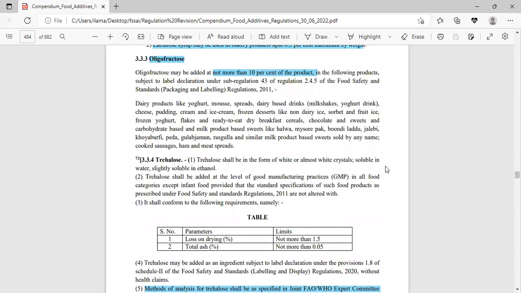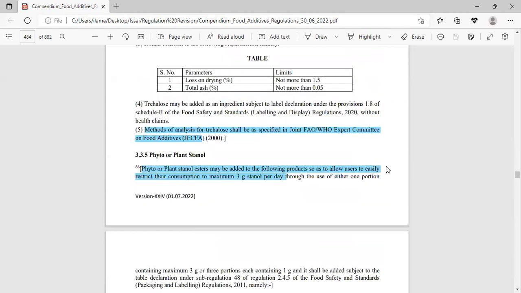Trigallose is a type of sugar which is usually used in baking products only. Just go through what is trigallose. And then this phyto or plant stenol is a type of fatty kind of thing only. Here the maximum value is 3 grams of stenol per day that is allowed.